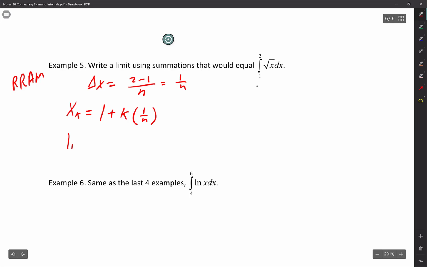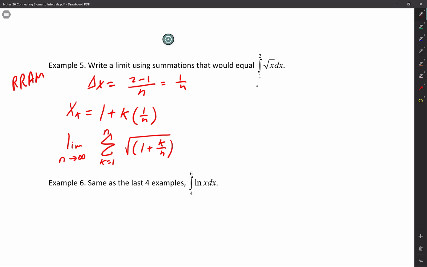Here we go. Limit as n approaches infinity. That's an n, not an h. You could also say delta x approaches 0. That's the same thing, guys. k equals 1 all the way to n. Square root. What is my x? This is your x right here: 1 plus k over n. Close it. And then outside the square root, 1 over n. Put that in parentheses. There it is. These two are equivalent now.